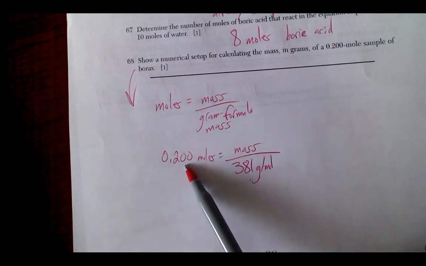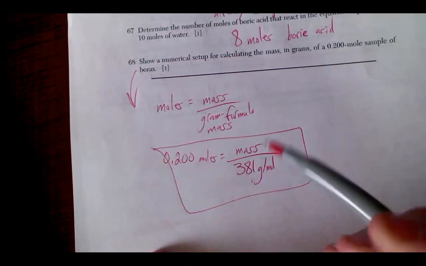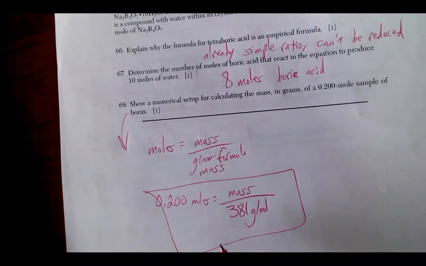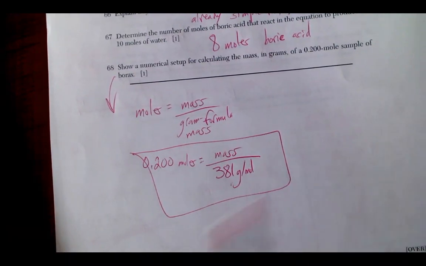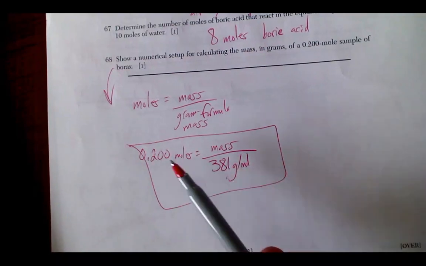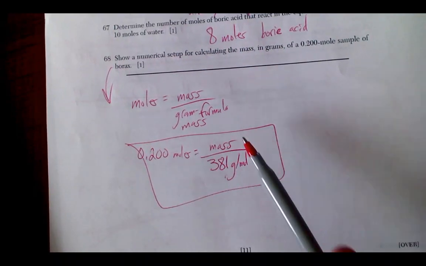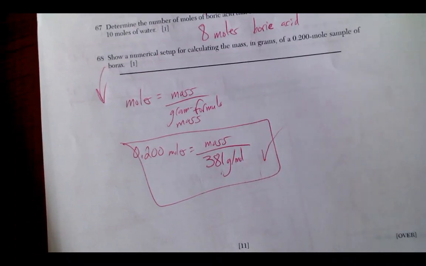We only have 0.2 moles, so we're going to multiply those two numbers. That's going to tell us exactly how heavy the sample is. We don't even have to, though. The question just says show a numerical setup. This is all you need to do. If you do answer the question, great, but even if you got it wrong, it wouldn't matter. As long as you have this stuff right here, 0.200 equals mass over 381, that's all you've got to show. This is good enough for a point, and we'll move on to the next question.